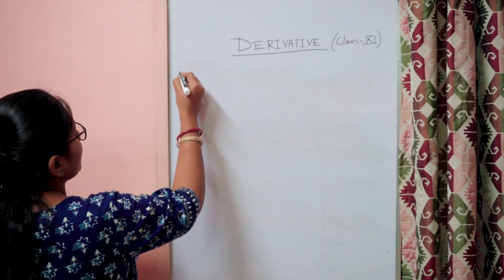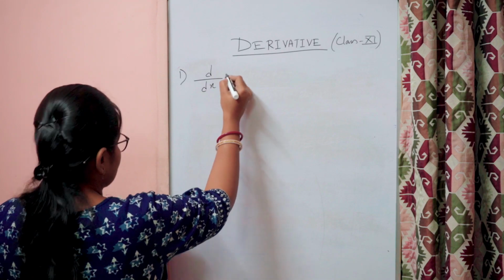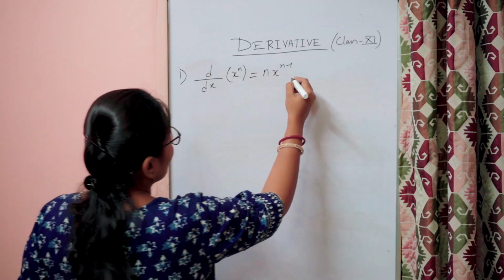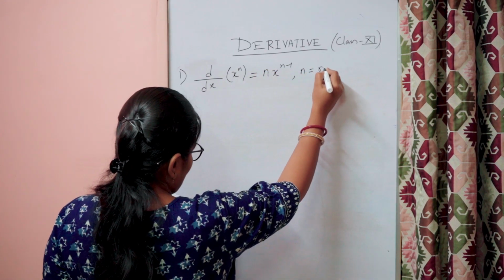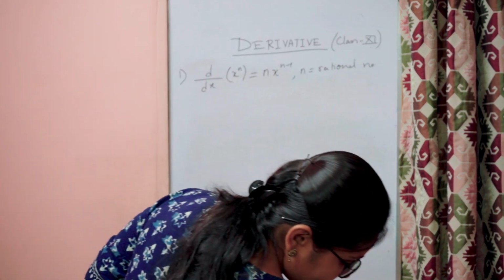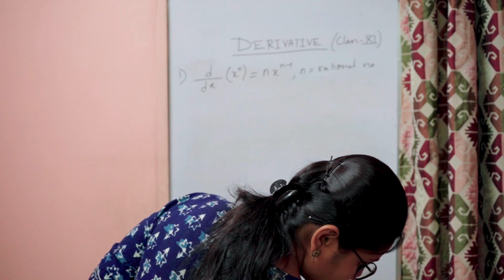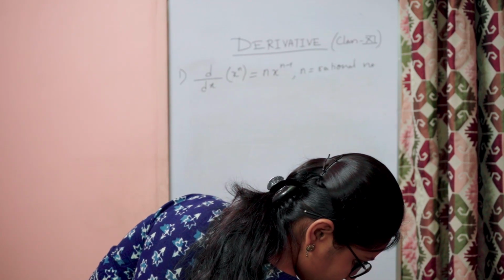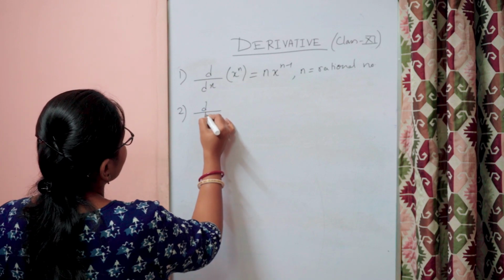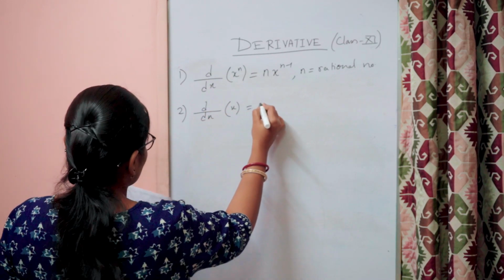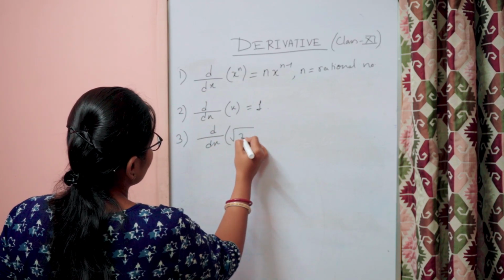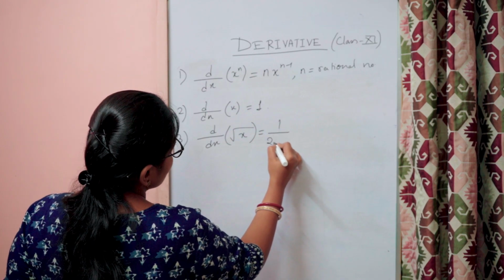First one, d/dx of x to the power n should be equal to n x to the power n minus 1, where n is a rational number. Now the second one will be d/dx of x, that is equal to 1. The third one is d/dx of root x is equal to 1 by 2 root x.